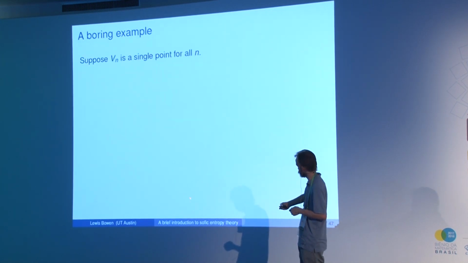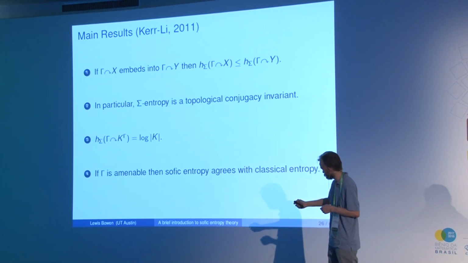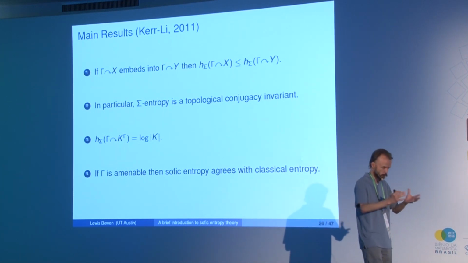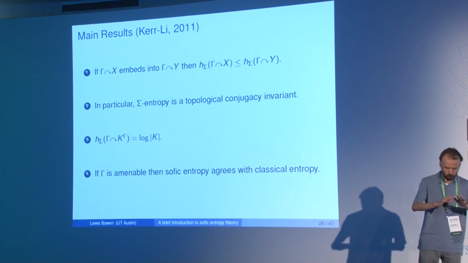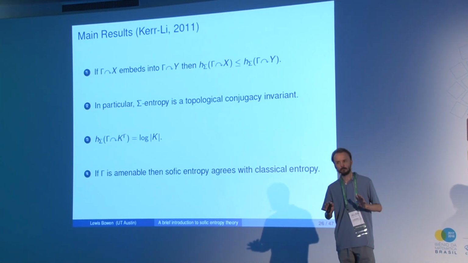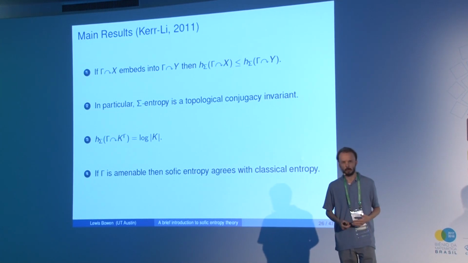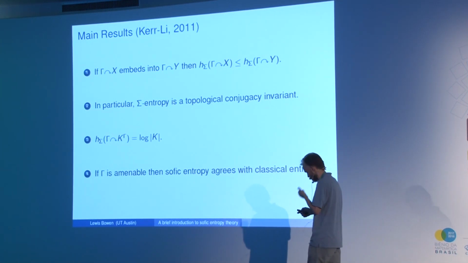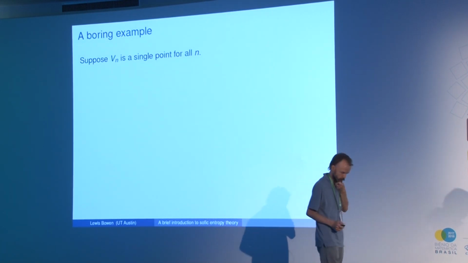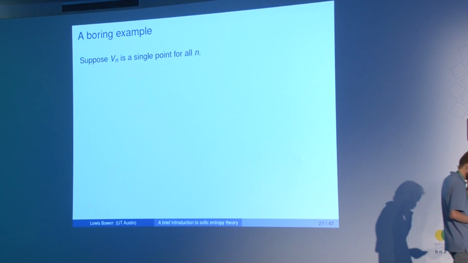In the amenable case, this just agrees with classical entropy. And that's because any action of an amenable group on a finite set can be decomposed so that it looks like Følner sets. And then it just agrees with the classical definition. Okay, let me give you two examples just to get a good feeling for this.